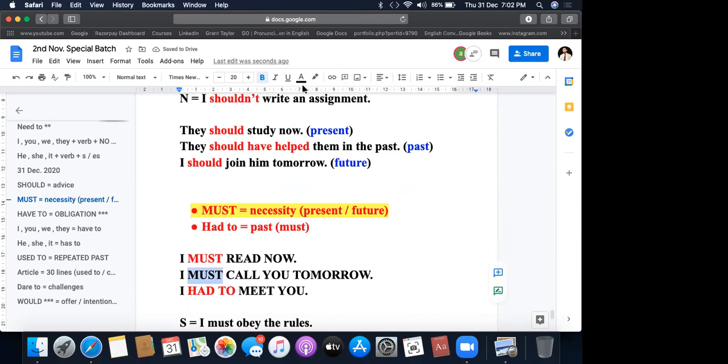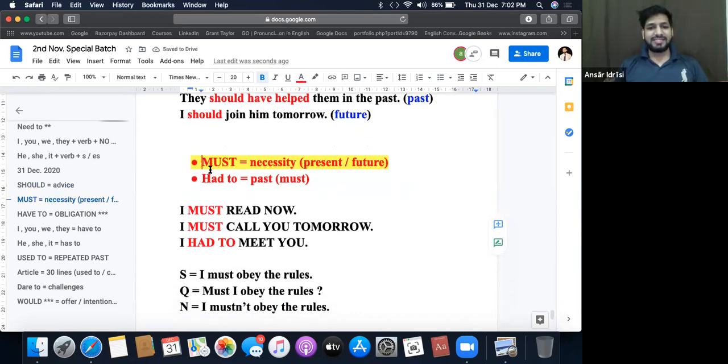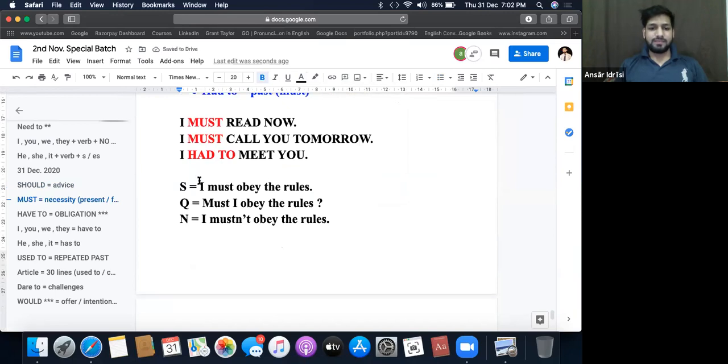Good. Now we are going to have here must for necessity. We are using must for present and future only. Now have a look here. I must. मुझे ऐसे करना चाहिए. I must obey the rules. Question: Must I obey the rules? I mustn't obey the rules.